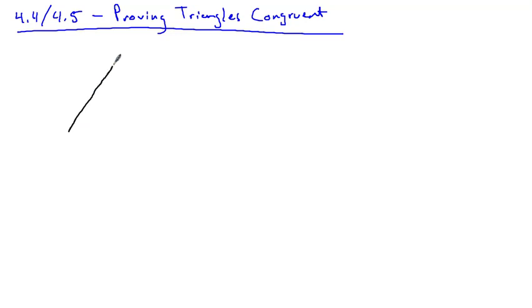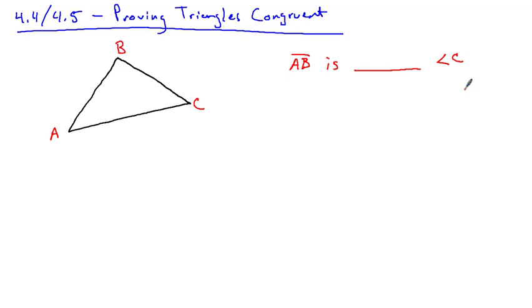So we're going to draw a triangle. It doesn't really matter what it looks like. It doesn't need to be identical to this. It just needs to be a triangle. And we're going to label it A, B, C. And we're going to talk about a little bit of vocabulary real quick. So segment AB, we're going to talk about, is blank angle C. And the word that goes in that blank, the word that we need to learn here, is that segment AB is opposite.